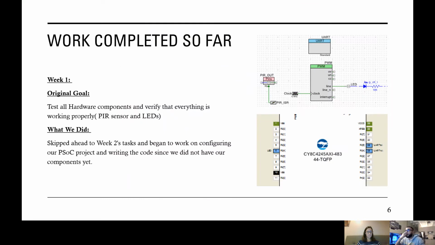And then for week 1, the original goal was testing all the hardware components and verify that everything worked. These are mainly the passive infrared sensor and the LED lights. What we actually ended up doing was we had to skip ahead to the week 2 tasks, and we began configuring the PSOC project and writing code since none of the components had come in yet.